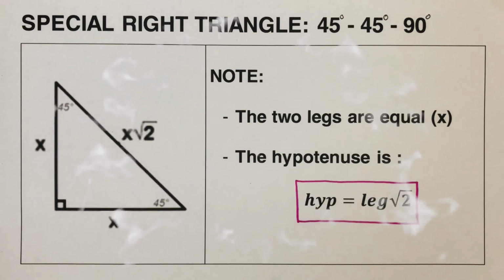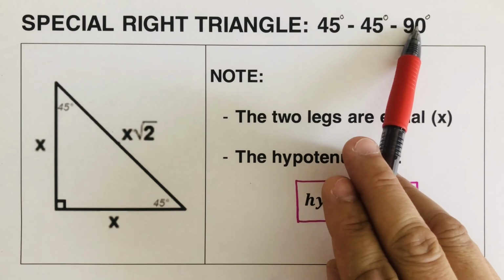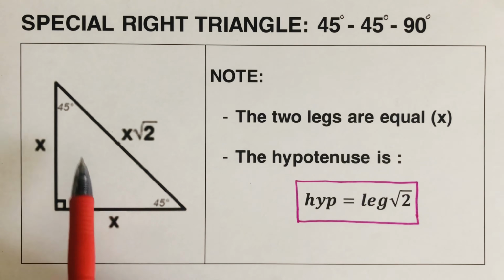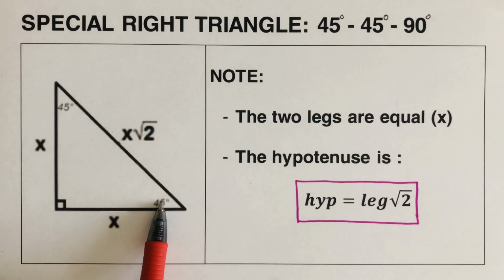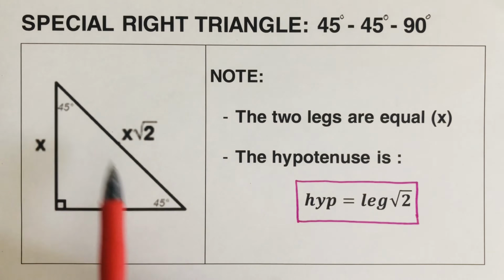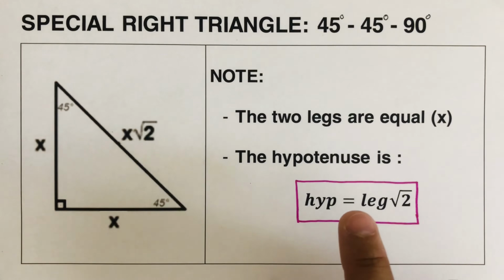Everyone, today we are going to talk about special right triangles, the 45, 45, 90 degree triangle. We call this 45, 45, 90 degrees because we have a 45 on one of the corners, another 45 on the other corner right here, and this is the right angle, 90. So 45, 45, 90.